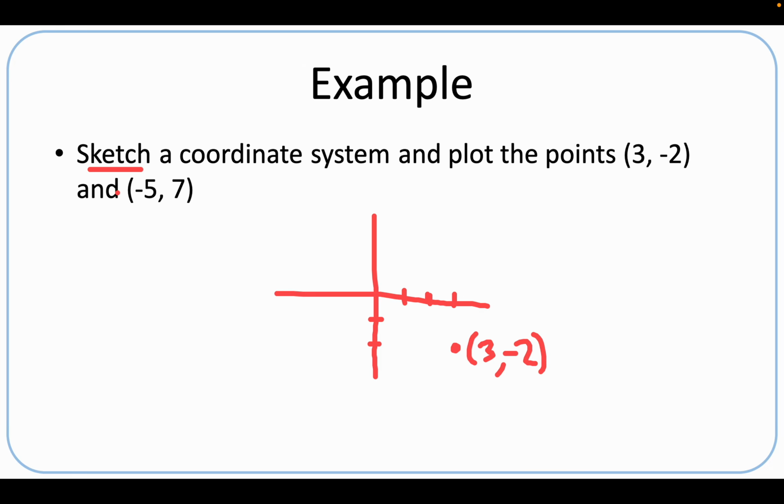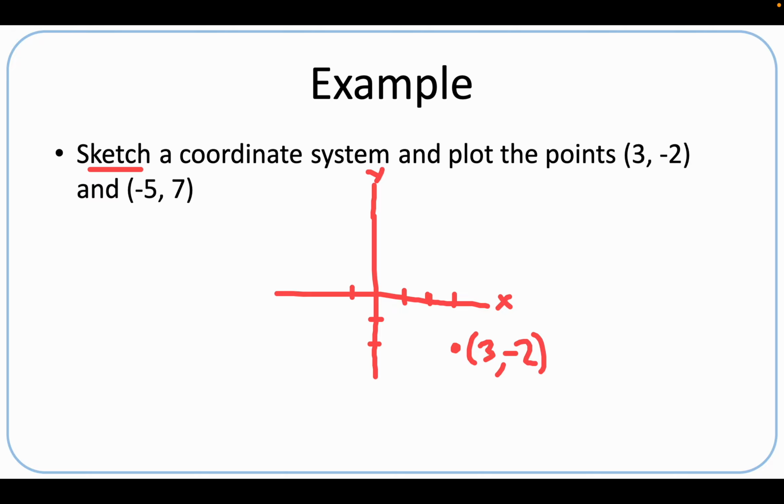And then our second point is -5, 7. So that means we're going 5 to the left of our y-axis. Oh, and you know what? I'll label these x and y. I think I'm going to have to make this a little bit bigger.